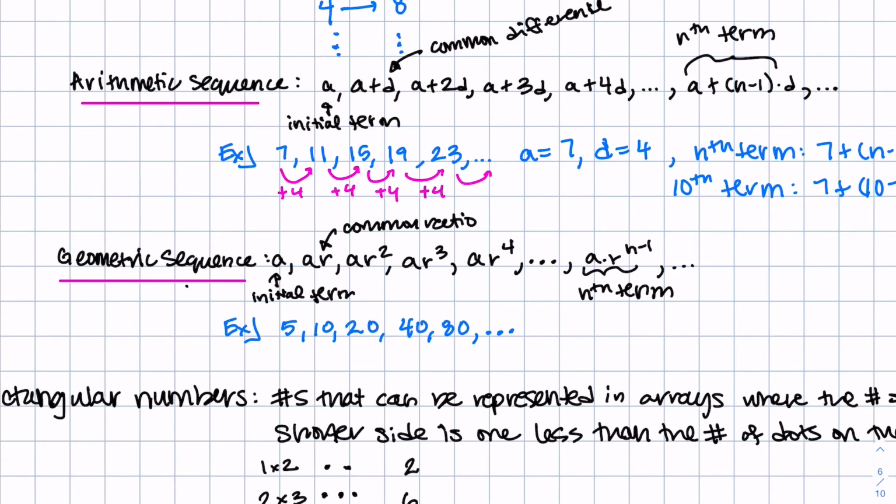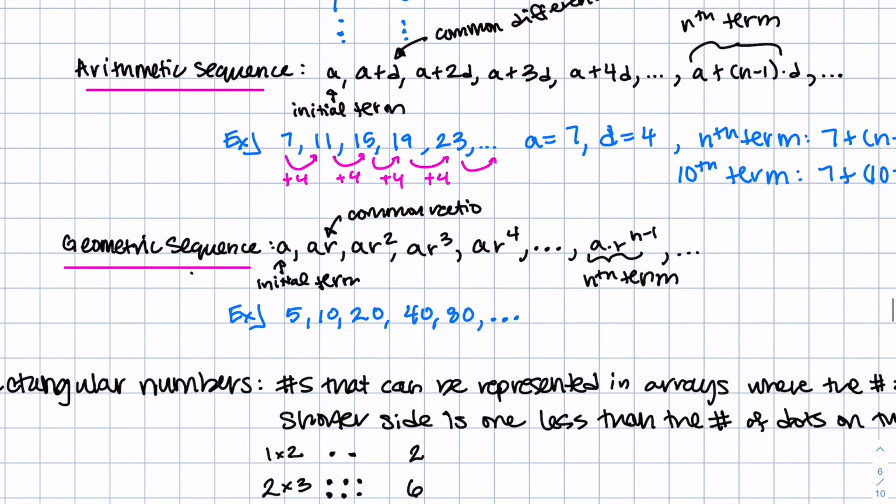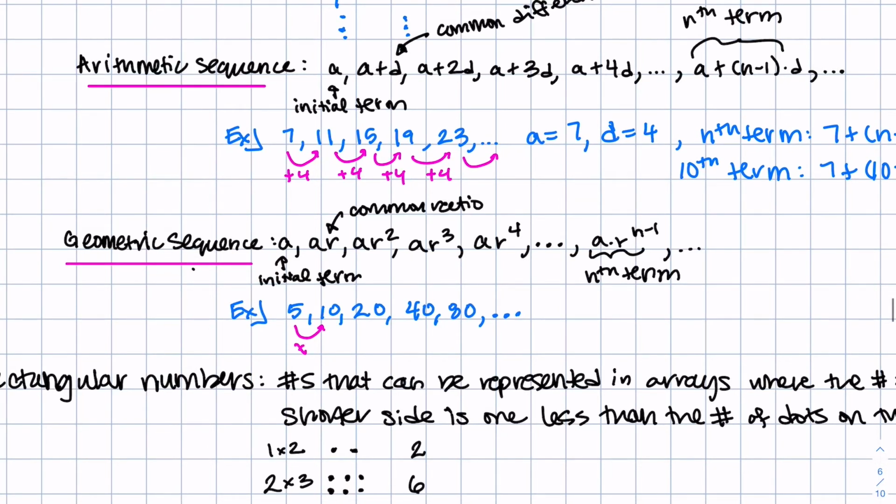So looking at an explicit example here, like 5, 10, 20, 40, 80, I see that in order to get from one term to the next, what I have to do each time is multiply by 2. So I'm not adding a constant value, I'm multiplying by a constant value. I multiply 5 by 2 to get 10. I multiply 10 by 2 to get 20. And then I multiply 20 by 2 to get 40, and 40 by 2 to get 80, and so on.